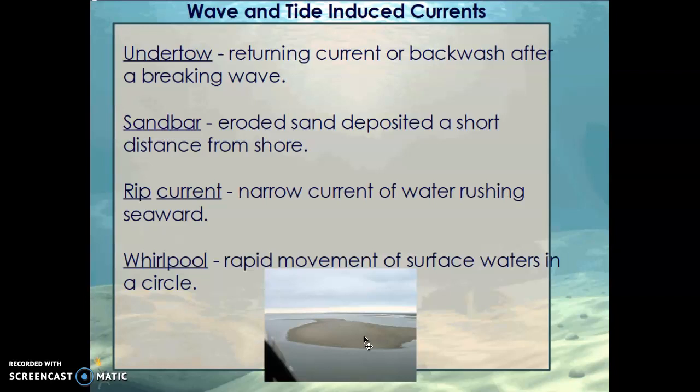All right, and then the last one up here is a whirlpool. So this is rapid movement of surface waters in a circle. And that's where we actually get whirlpool action in hot tubs and things from. So it can move in circles and it can pull things down and actually drown them. Okay.